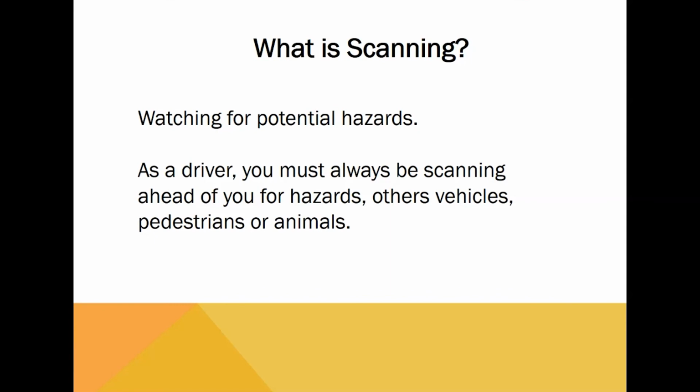You don't want to just be zoned in on the pavement on the road, because then your focus is only going to be on the road, and you're going to miss all the other things that could be happening around you and around your vehicle.